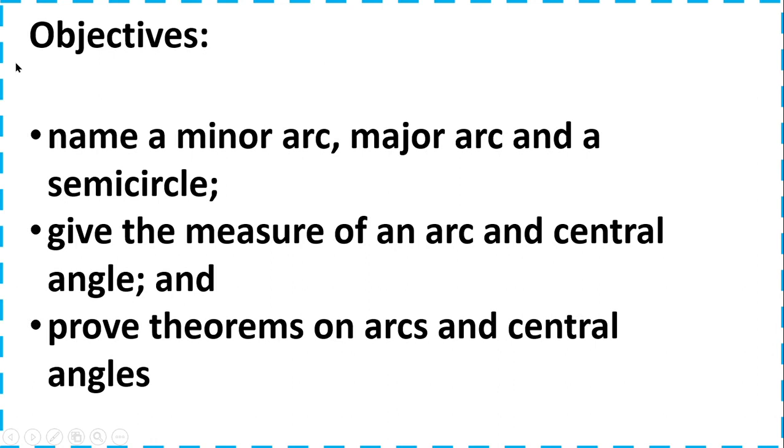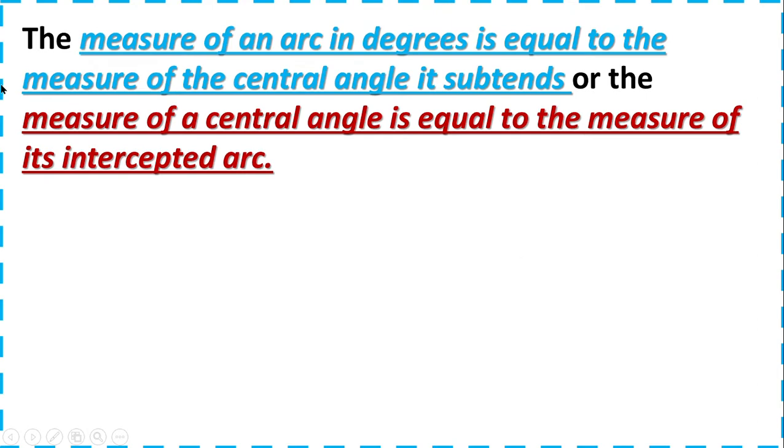So our objectives: name a minor arc, major arc, and a semicircle; give the measure of an arc and central angle; and prove theorems on arcs and central angles. Part 1 of our discussion about central angles and arcs of a circle, I will include the link in the description below.